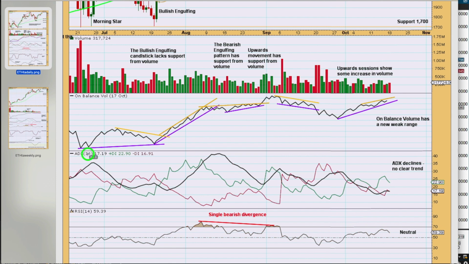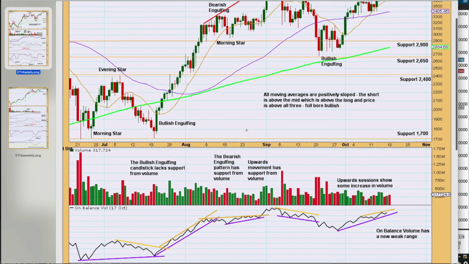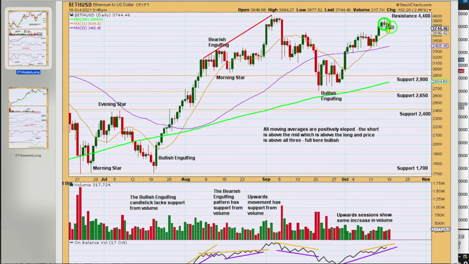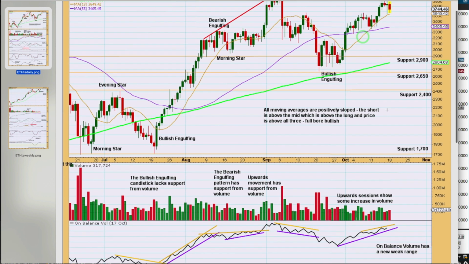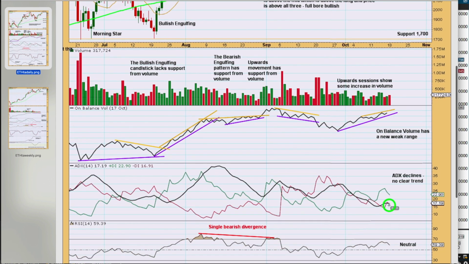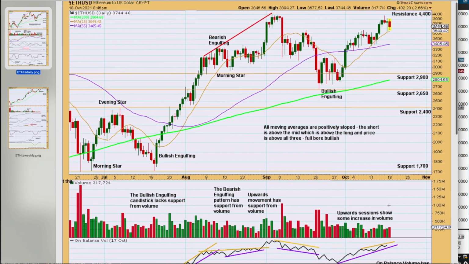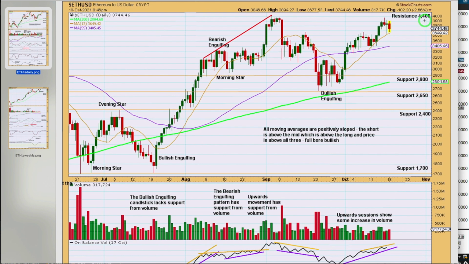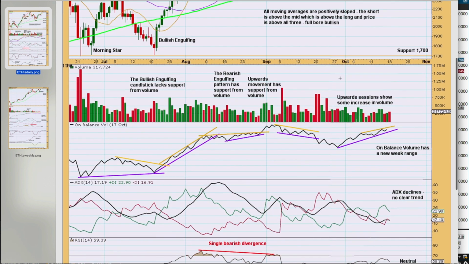It's a lagging indicator. It's based on here a 14-day average, and these downward sessions within this upward movement are pushing ADX down. That's okay. Again, I want to see a close above resistance before I have reasonable confidence in an upward trend for Ethereum. But it does look like there is an upward trend developing.